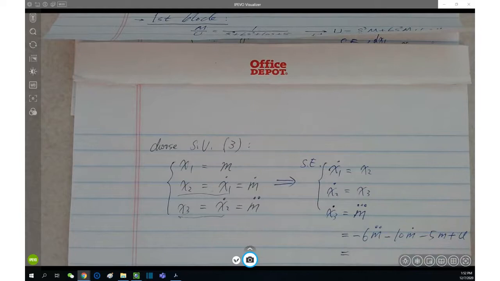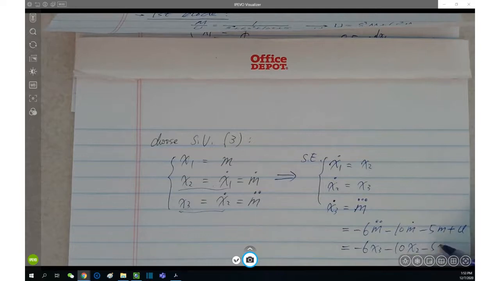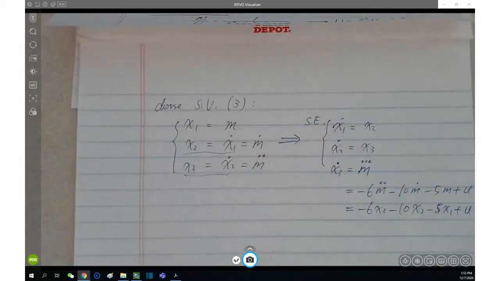Just equals, and then replace the m's. The m dots cannot appear in the state equation. You have to replace them by x or u, right? -6 m double dot is what? -6 x3. M dot is x2. M is x1. Keep the u untouched here. So the state equation is done. Okay, this is the first block. We're done here.